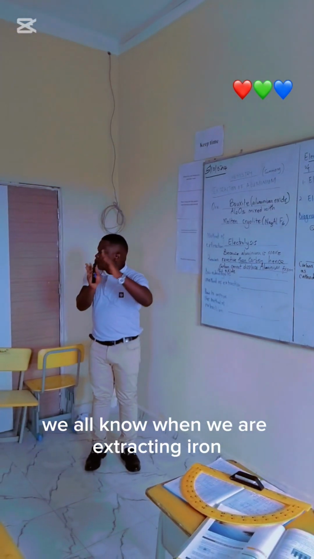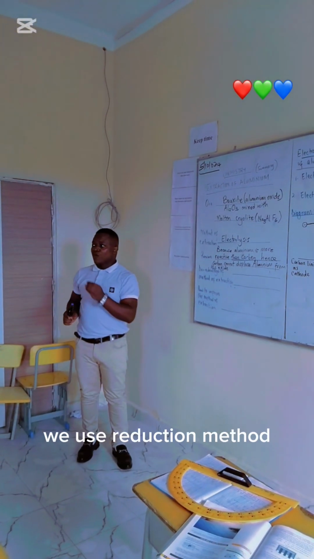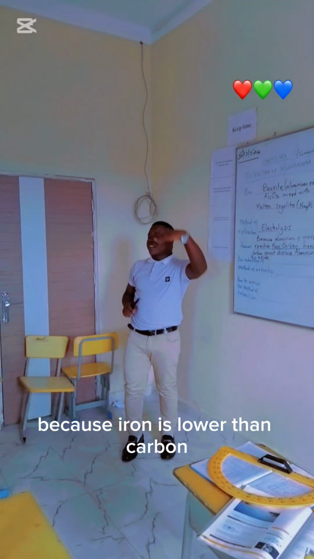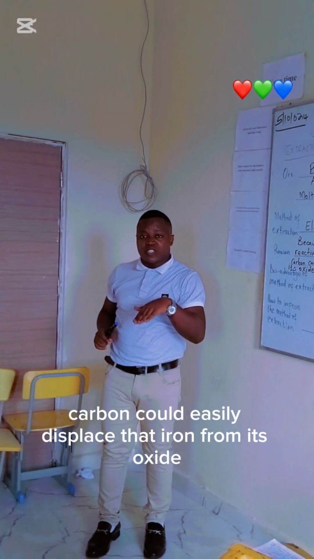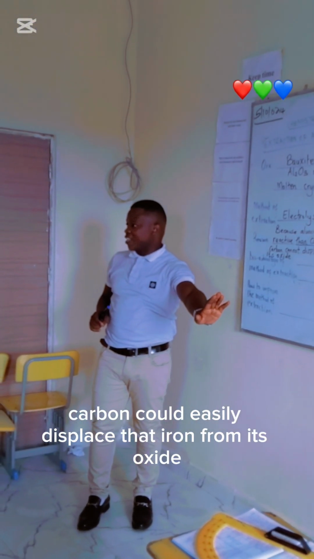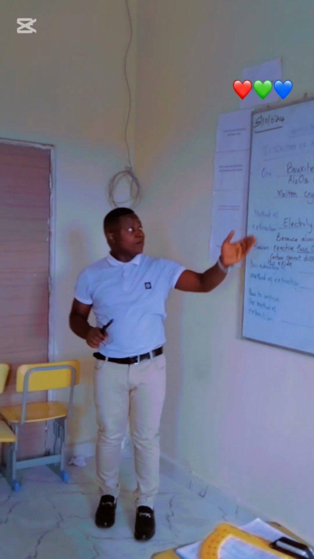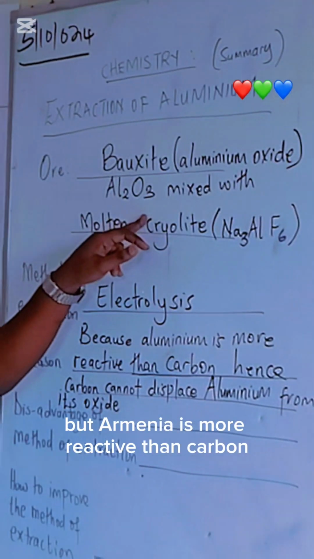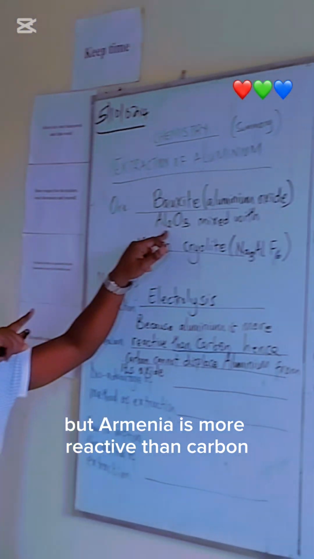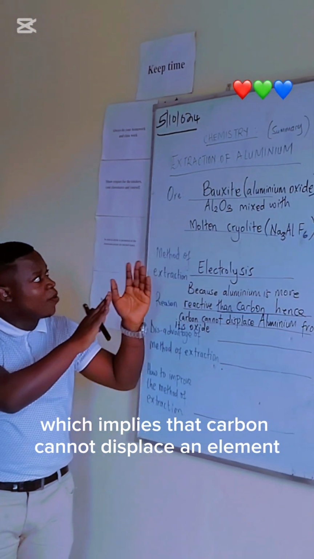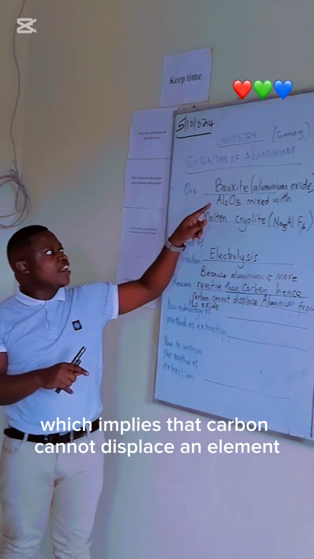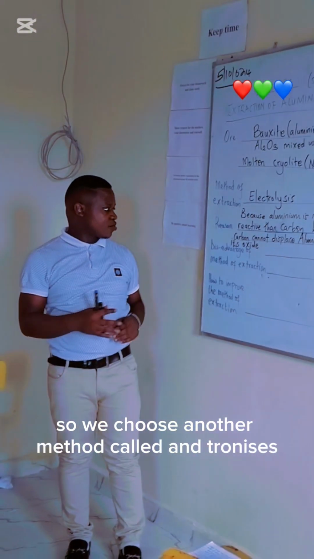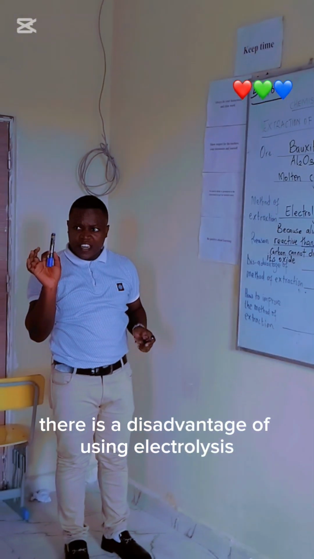We all know when we are extracting iron, we used the reduction method because iron is lower than carbon, so carbon could easily displace that iron from its oxide in the hematite state. But here in bauxite, it is aluminium oxide. But aluminium is more reactive than carbon, which implies that carbon cannot displace an element which is more reactive than it. So we choose another method called electrolysis.